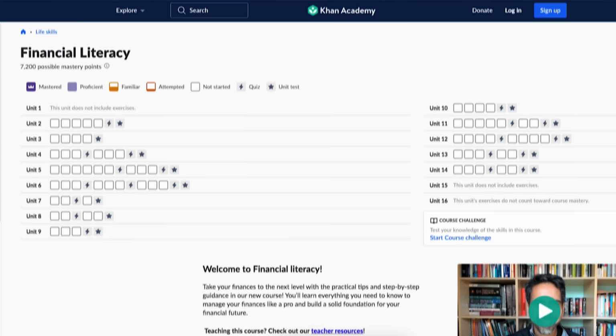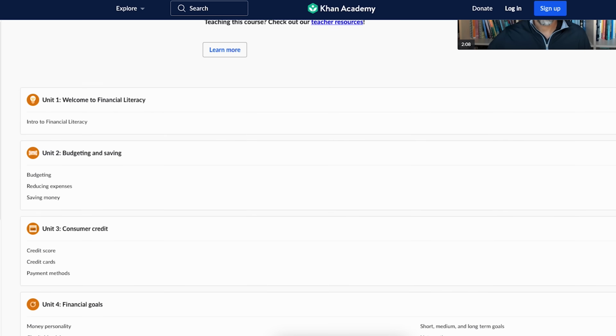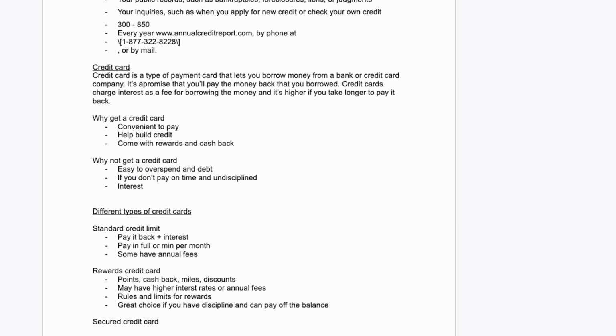I took Khan Academy's financial literacy course for you. So here's the Cliff Notes version to save you at least 25-30 hours. This course took me weeks to get through. Like, here are my notes. It is 109 pages long.